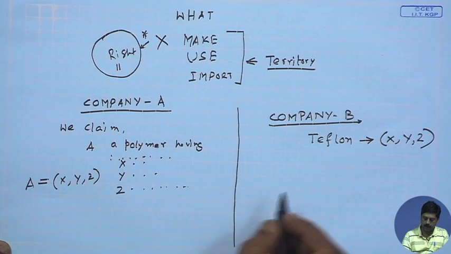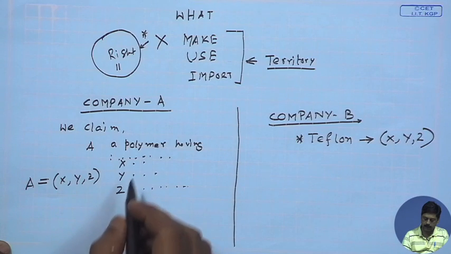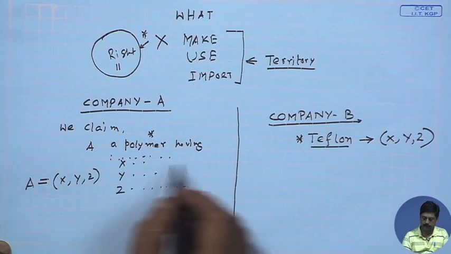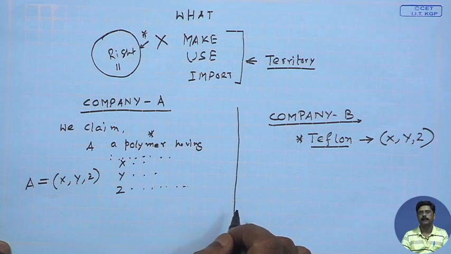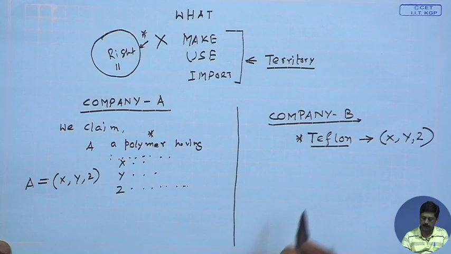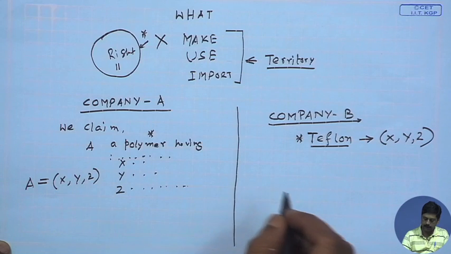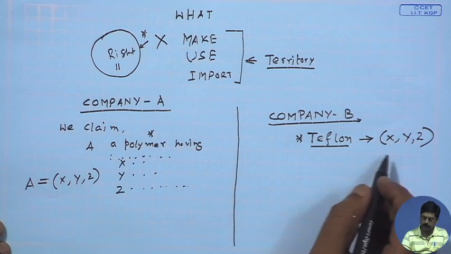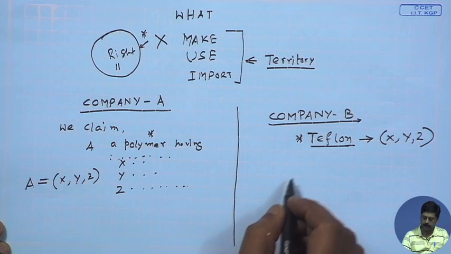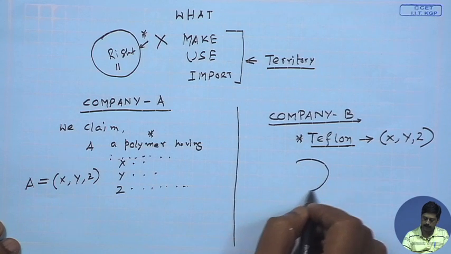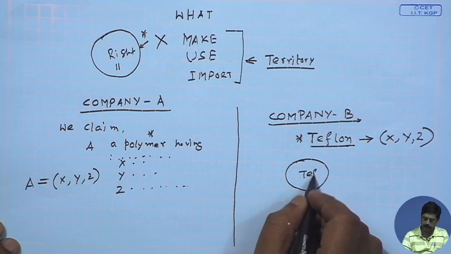Now as technical students you can consider polymer and Teflon: is Teflon a polymer, yes or no? Definitely you consider Teflon also a polymer. So literal means, what are the components of company A and what are the components of company B. If you consider that Teflon is also a polymer, within that subset Teflon is there.